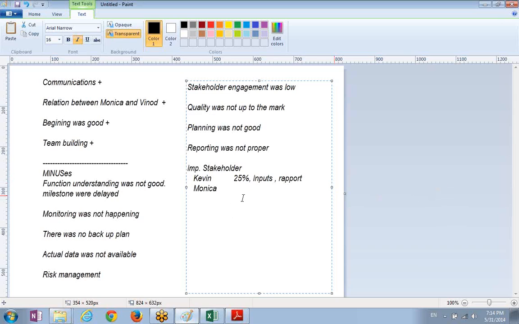Right? So who is the more important stakeholder on this project? If I compare between Kevin and Monica, who is the more important stakeholder? I guess Monica. Monica, of course. You know, that is what I am trying to highlight here. Many times, people working under us as team members, we do not even consider them as stakeholders, while they could be the most important ones. Of course.